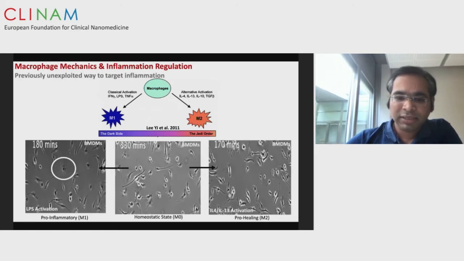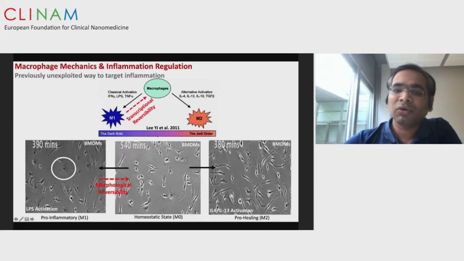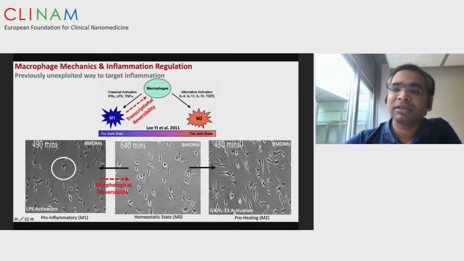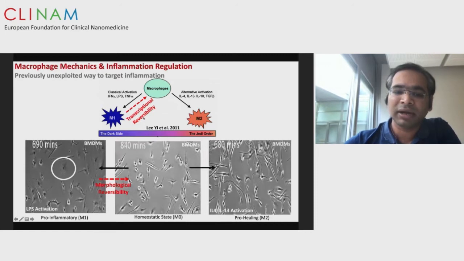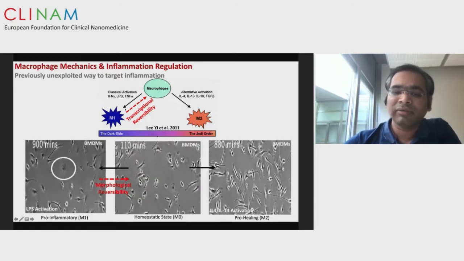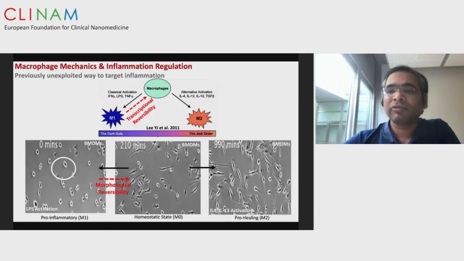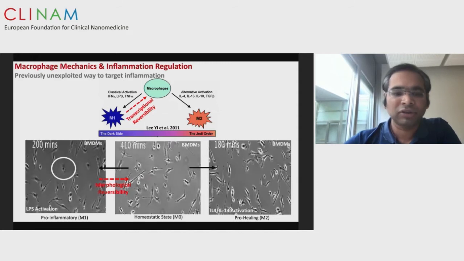And to our surprise, if you remove the activation signal, macrophages are known to reverse back to their homeostatic transcriptional state, so there is a transcriptional reversibility. But at the same time, we also found that there is a morphological reversibility, whereby macrophages move back to their random geometry or random morphology.